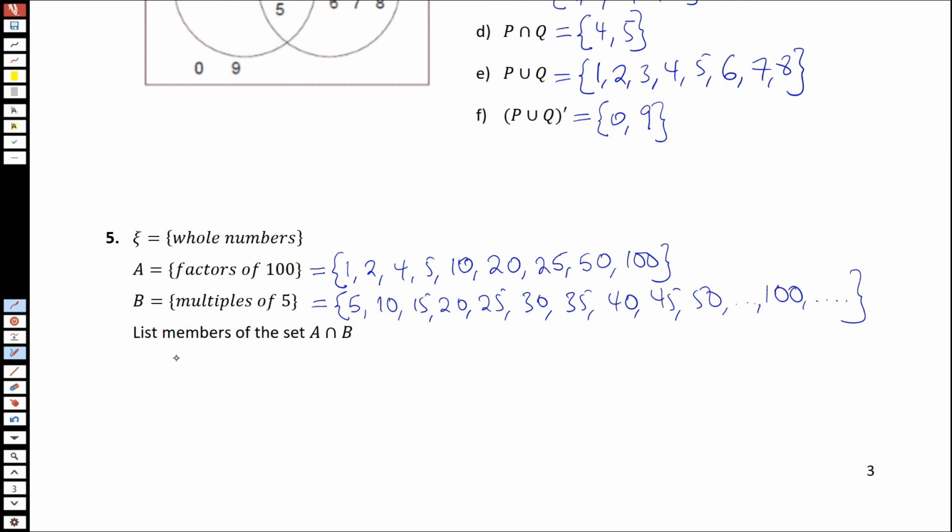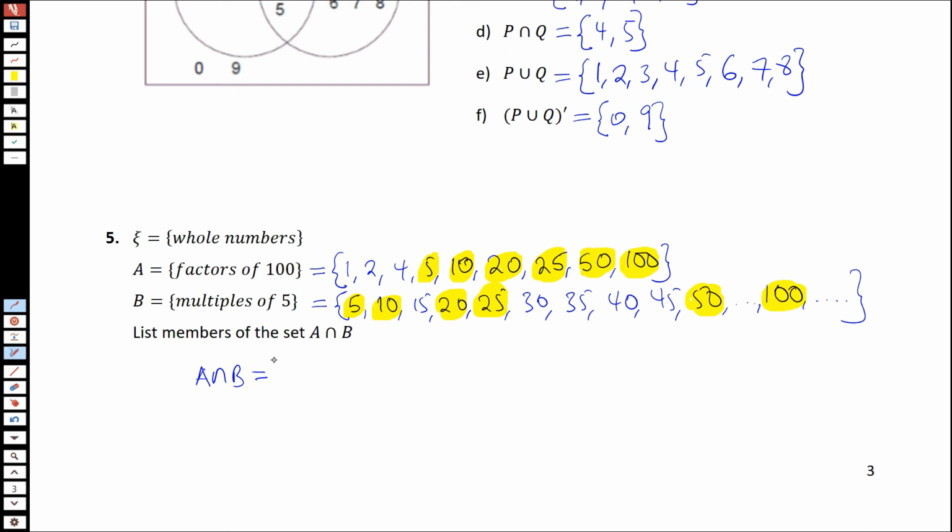All right, so we want the elements that are in both A and B. Now, by inspection, you can notice that 5 is in both A and B, 10 is in both A and B, 20 is in both A and B. We also have 25 is in both A and B. We have 50 is in both A and B, and we have 100.